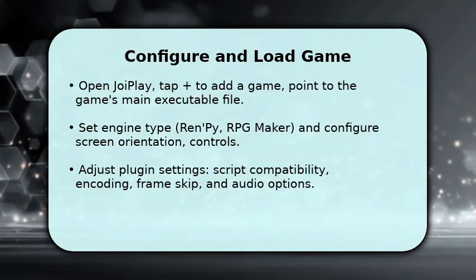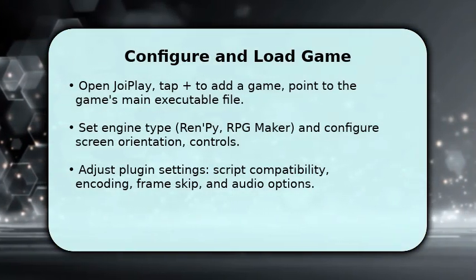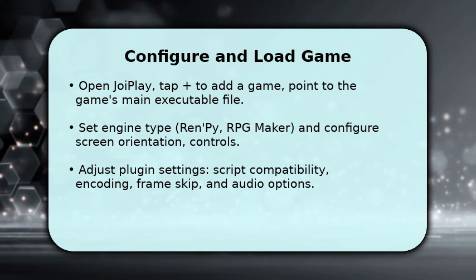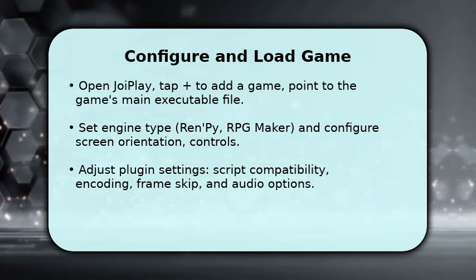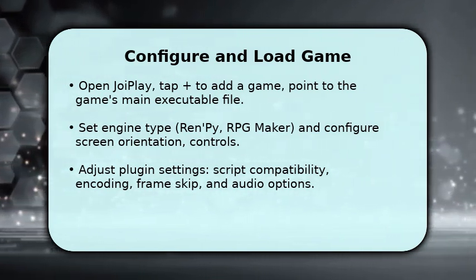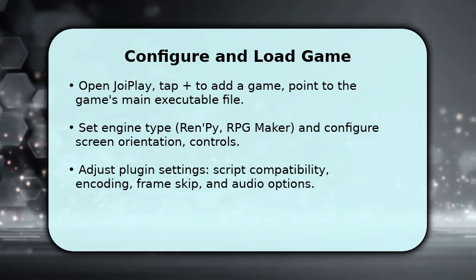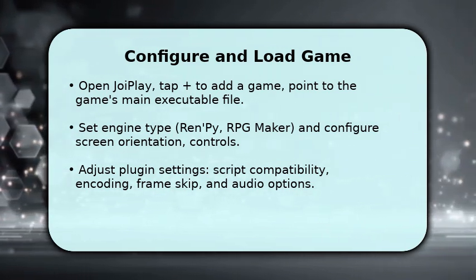You add a game by tapping the plus icon and browsing to the game's main file, an executable script, or the project's root folder. Choose the correct engine type so Joiplay applies the right interpreter. This matters because RenPy and RPG Maker handle assets differently.